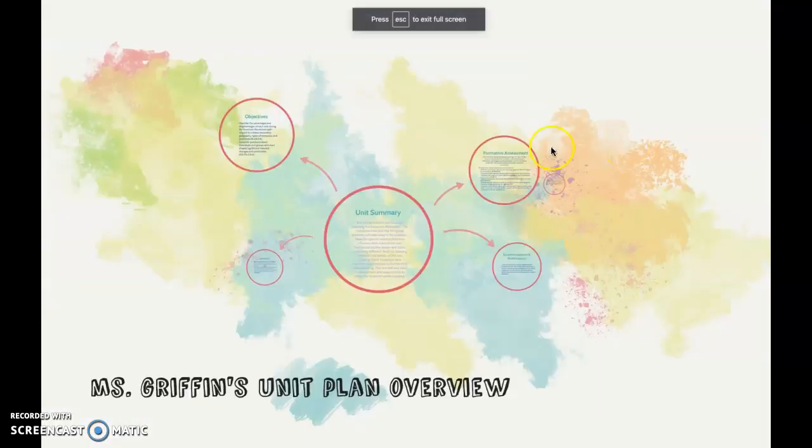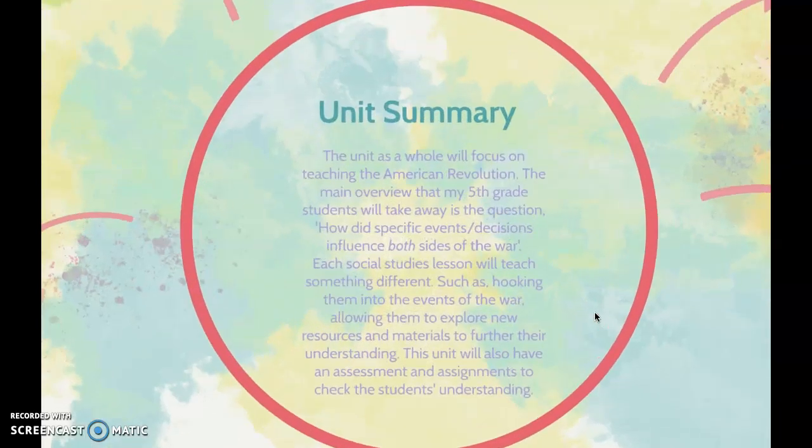Okay, so I'm going to present my unit plan overview for this class. A quick summary about it. It is a social studies unit plan for fifth graders. The whole unit focuses on the American Revolution with the target question of how did specific events and decisions influence both sides of the war. So throughout the unit, the students will be learning about both sides that fought in the war.